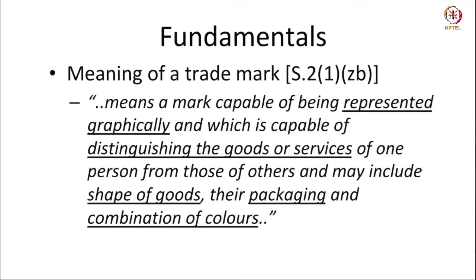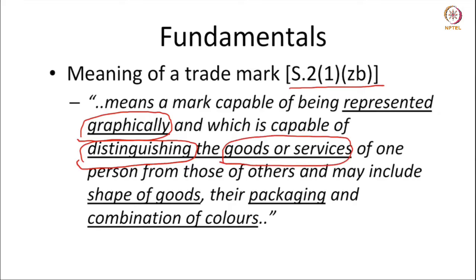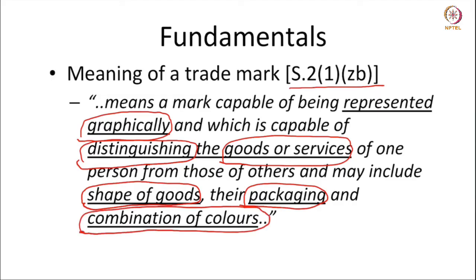Trademark is defined in section 2. It means a mark capable of being represented graphically. So graphical representation is key for a mark, and which is capable of distinguishing goods and services. So it can be represented and it distinguishes goods and services of one person from those of the other, and may include shape of goods, it may include their packaging and combination of colors. Now these were introduced by the new definition.